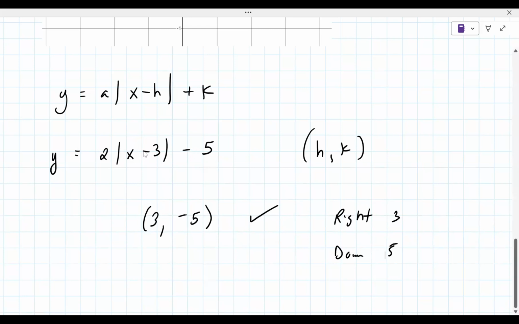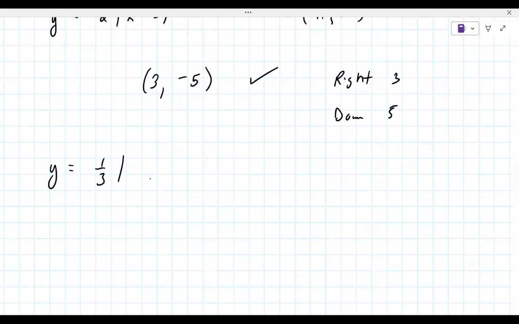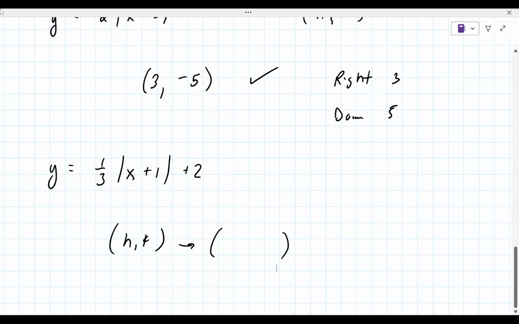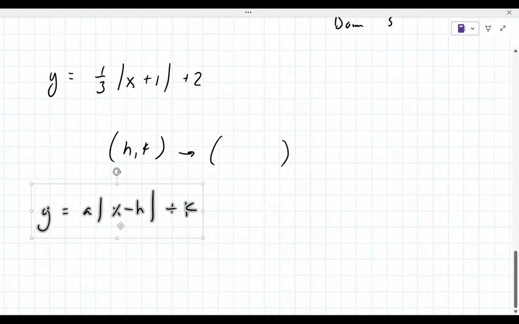So inside the absolute value here is left or right. Over here to the right is up or down. Down. Well, in this case, it's down. It depends on the problem. Is that okay? So here's another one. Let's say it's y equals 1/3 absolute value x plus 1 plus 2. Can you give me the value of h and k in this one? I'm asking for the same thing here. I'm gonna just copy it down. It's a lot easier when you have this in front of you.